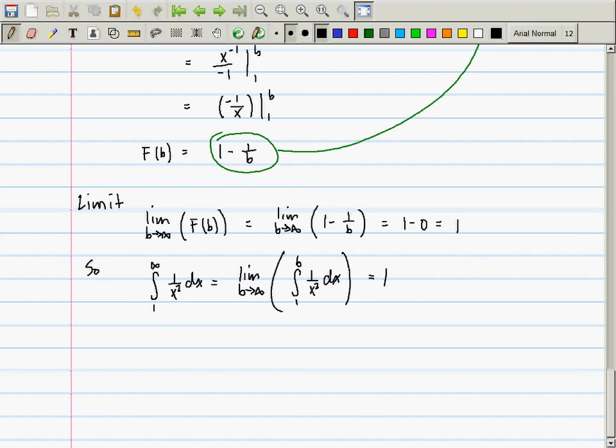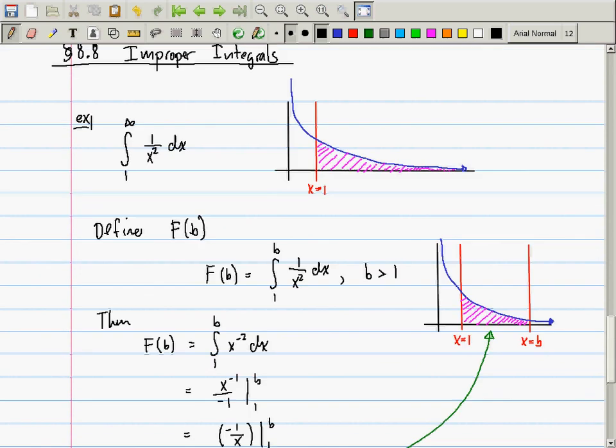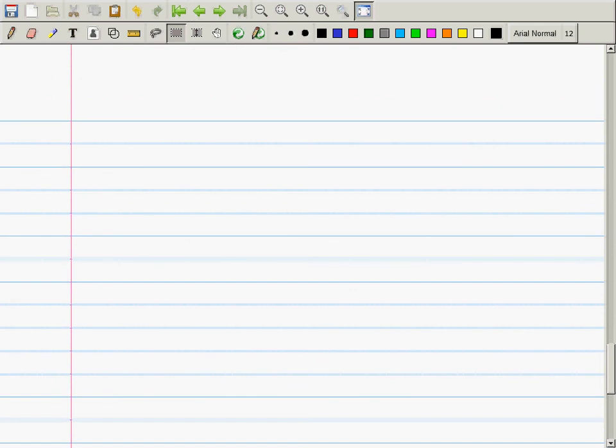So any question about this example? So how much area is under here? 1. That's how much area is under there. That's interesting, isn't it? An area of 1 is under there? Okay, so let's do another example. The example that I just did, I'm just going to make a copy of it, cut and paste. Okay, so I'll go to the next page.